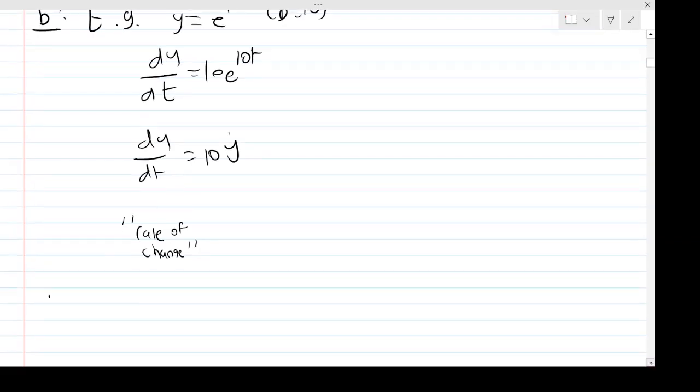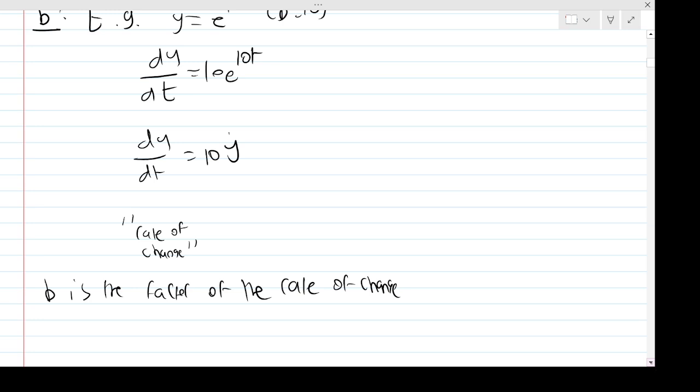Okay, so b is the factor of the rate of change, or growth, depending on what it is, but it's the factor for the rate of change. Because the rate of change is the derivative, and you can see that 10 is indeed a factor. Okay, so that's what that means.